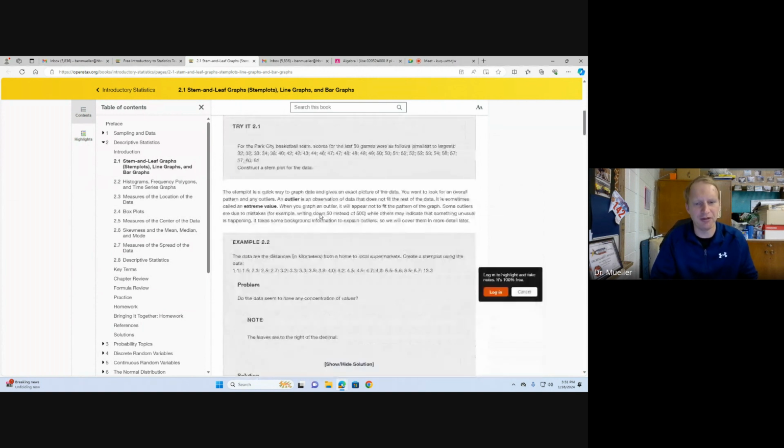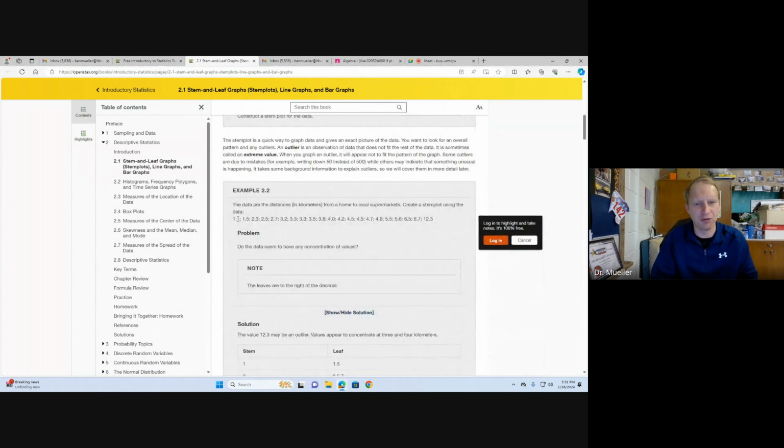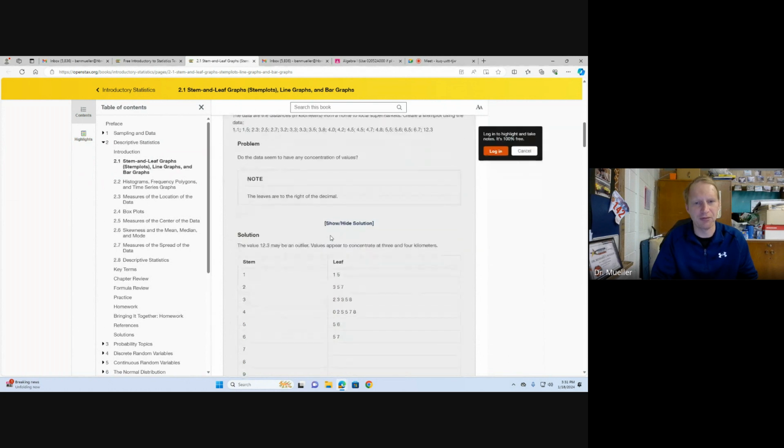Now, if you have something like this, where you have decimals like 1.1, 1.5, 2.3, all the way to 12.3, then in your stem and leaf plot, your stem would be the number on the left of the decimal, your leaf would be the number on the right of the decimal. So like here, 1.1 would have a stem of 1, a leaf of 1. 1.5 would have a stem of 1, a leaf of 5. 2.3 would have a stem of 2, a leaf of 3.